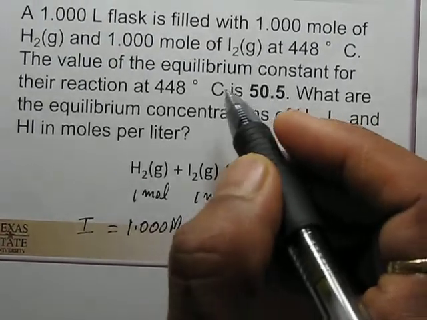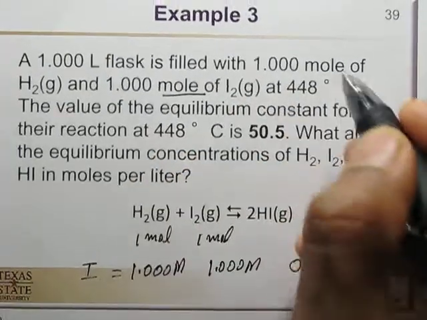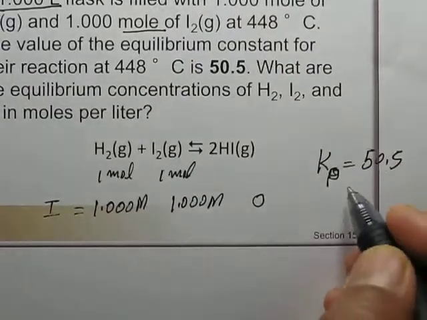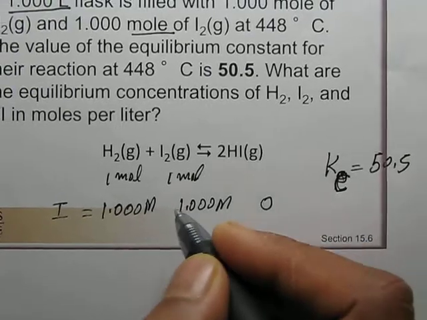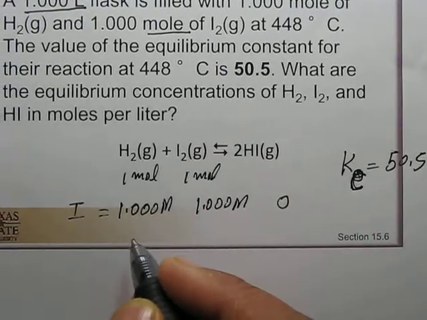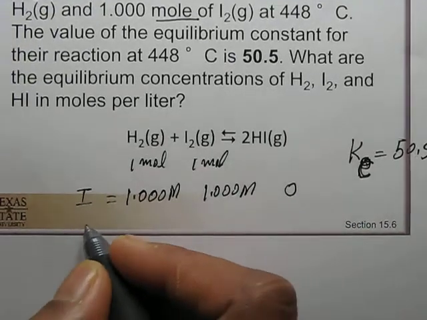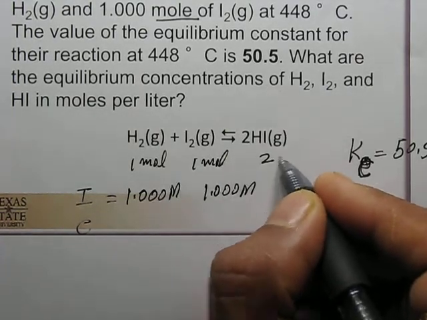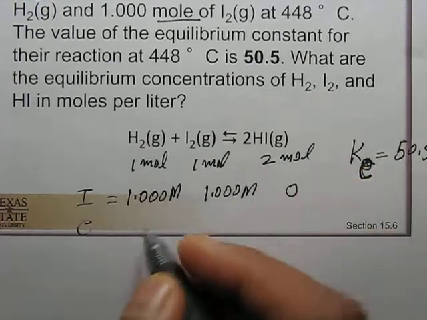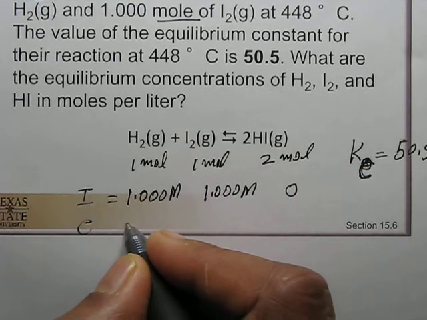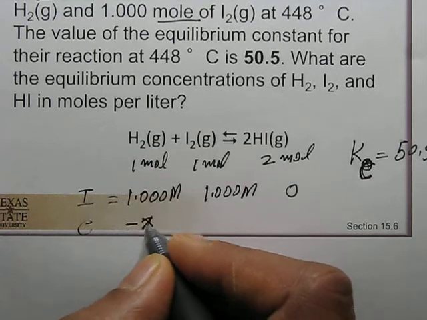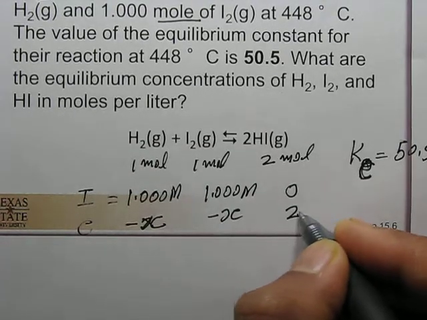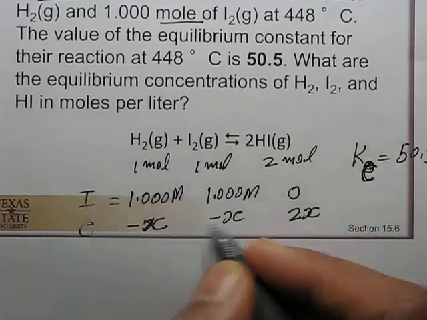Actually they have given it in moles, and if you see 1 liter, basically I will say this is Kc because they are talking about the molarity form. So Kc value is given, and then the change in concentration, I will say this is 1 mole and 2 moles, right? So this is my stoichiometry. If I consume minus x mole, I will also consume minus x mole, then I will get 2x mole of HI. So this is my change.